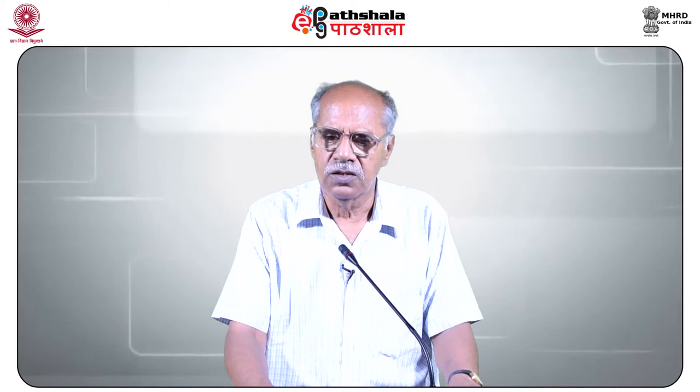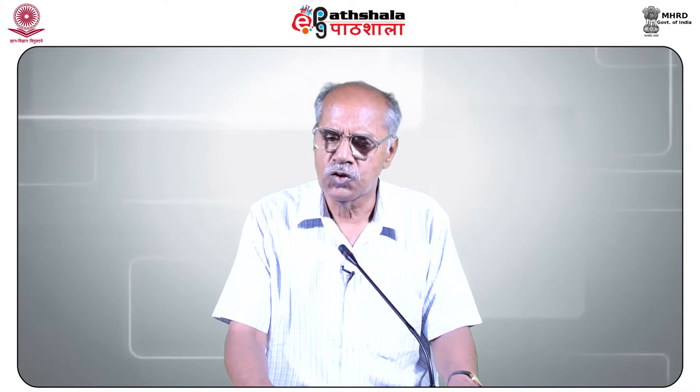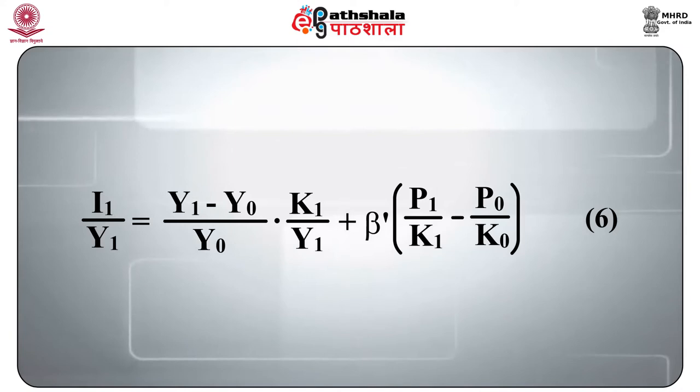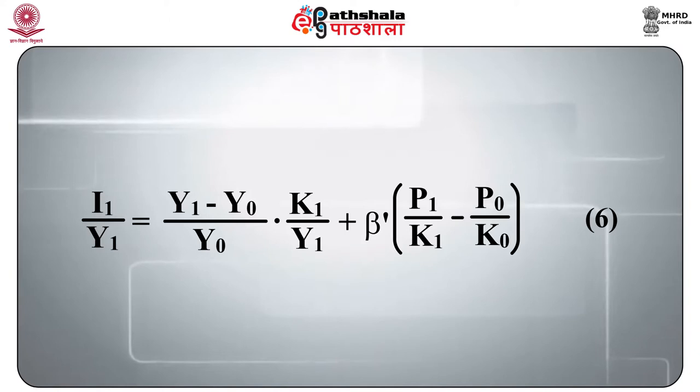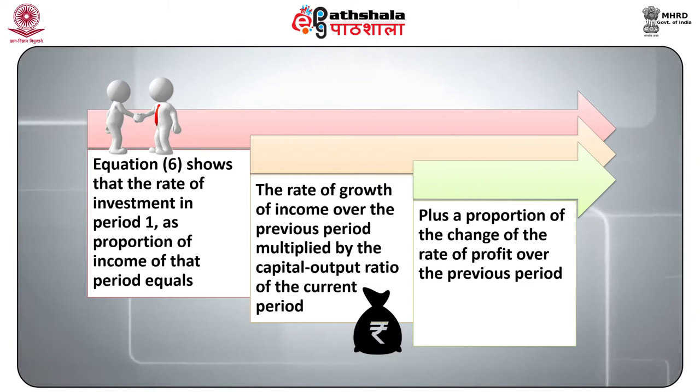Since K1, K0 and Y0 are given, equation 3 can be rewritten as I1 upon Y1, which is equal to Y1 minus Y0 divided by Y0 times K1 upon Y1 plus beta dash times P1 upon K1 minus P0 upon K0, equation 6. Equation 6 shows that the rate of investment in period 1 as a proportion of income of that period equals the rate of growth of income over the previous period multiplied by the capital output ratio, plus a proportion of the change in rate of profit over the previous period.